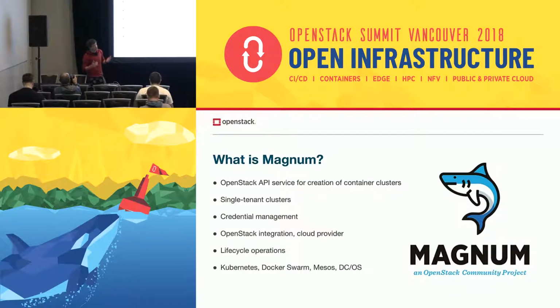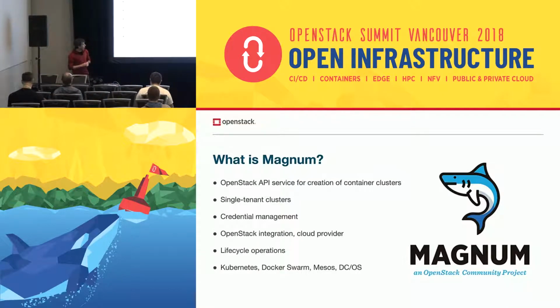Magnum is an OpenStack service that provides an API to create and manage container clusters. They are deployed within one project, one tenant. It manages things like the credentials so that you don't have to do it yourself. You can use your OpenStack credentials to generate the credentials that you will use to talk to the clusters using the native APIs. That's another point. It manages all the OpenStack integrations. So if you want to access Cinder or use Keystone credentials from inside your clusters or containers, it does this for you. And it also manages the lifecycle of all the clusters.